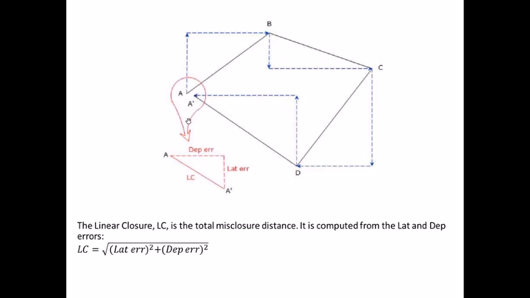And if AA dash is the distance by which it failed to close, and if you draw its orthographic projections giving latitude in the north-south and departure in the east-west. So basically, if you had this much more or less latitude and this much more or less departure, then the figure would have closed. And the total misclosure distance is given by the square root of the squared latitude error plus the squared departure error. So that is your total misclosure distance.